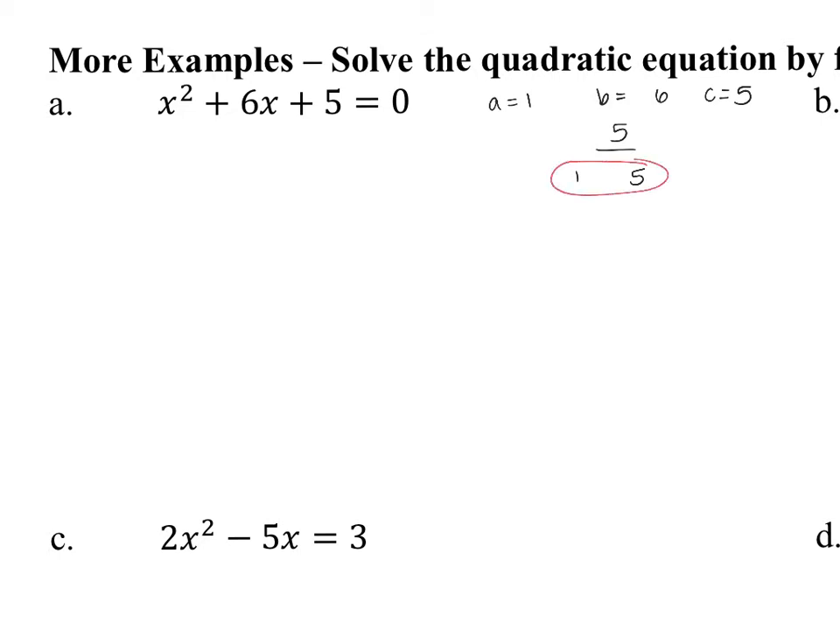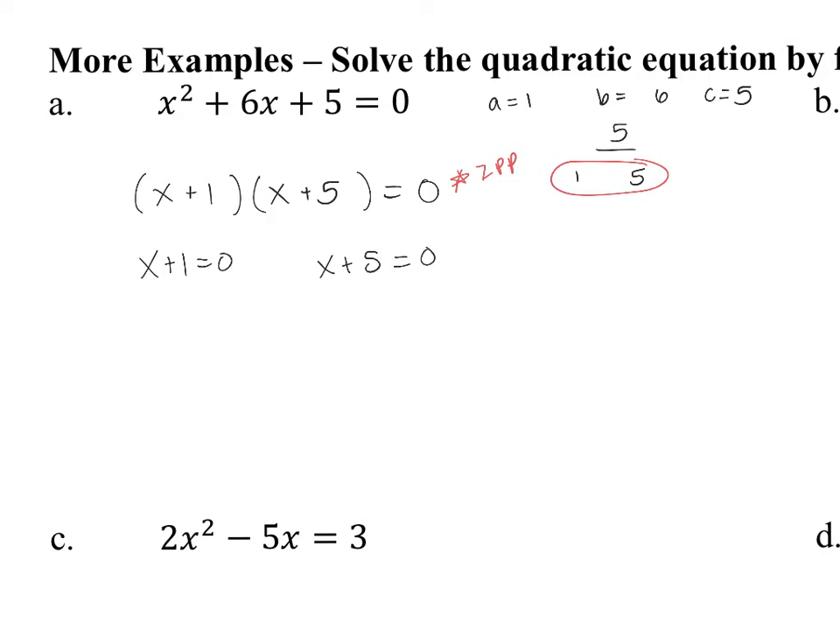And remember, when A is 1, we're just going to write our parentheses, okay? The X is going to go in front, and then you're going to fill in with your factoring pairs. So X plus 1, X plus 5, and here we can't forget to set it equal to 0, okay? Then here is where we are at the zero product property. And what the zero product property states is that I can set x plus 1 to 0 and x plus 5 to 0 and then solve.